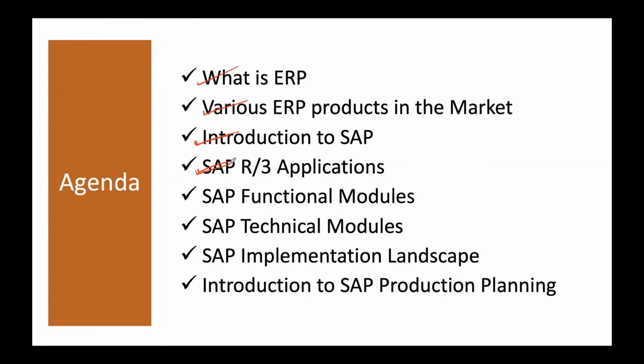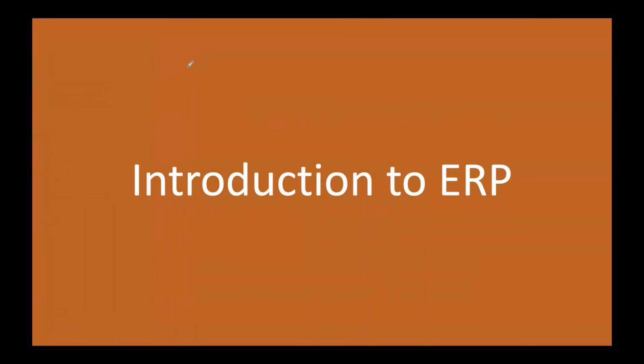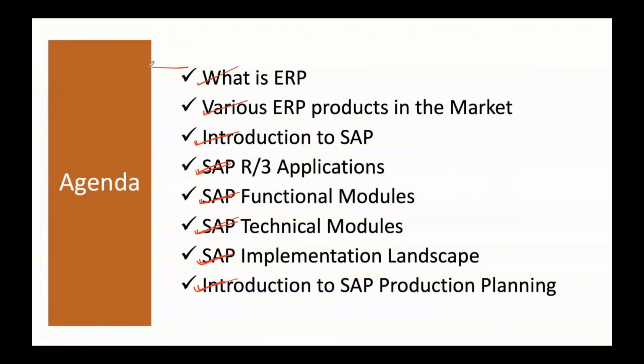Then SAP functional modules. What are the different SAP functional modules we have? We will cover that also. Then SAP technical modules. And then SAP implementation landscape. What is a typical implementation landscape? We will see. And then we will cover introduction to SAP PP module. So what is SAP production planning module? What functionalities it offers? All those things we will discuss. So these are the topics we will be discussing in the SAP overview part.